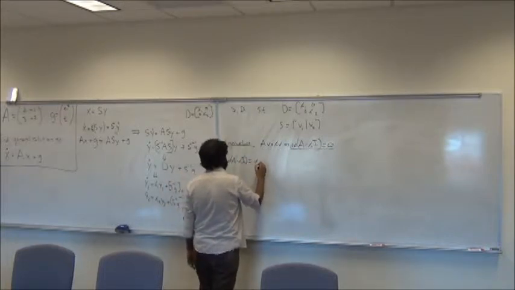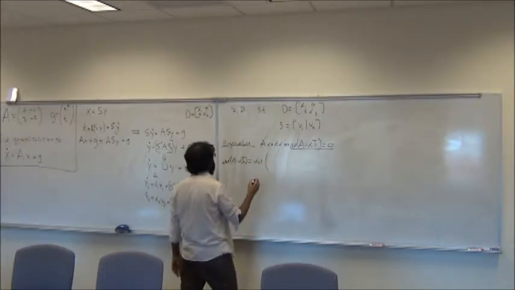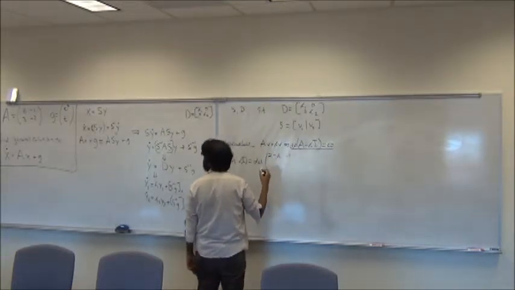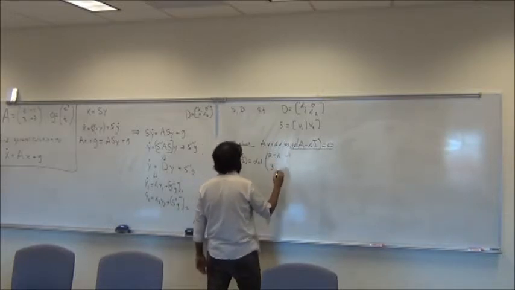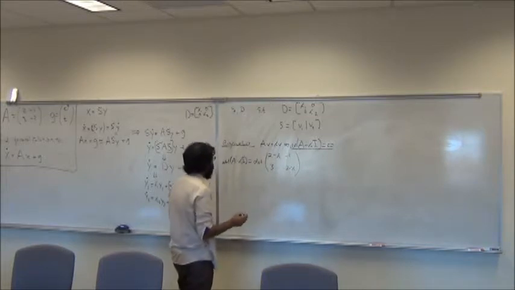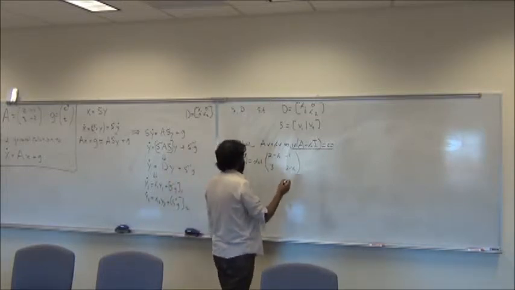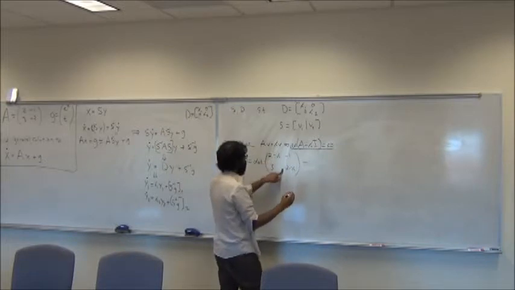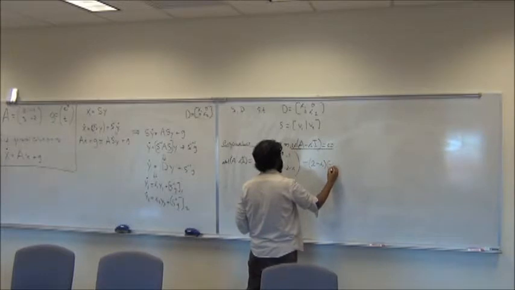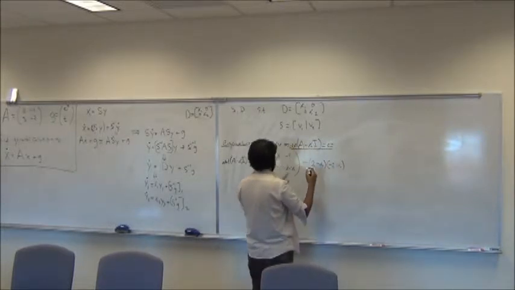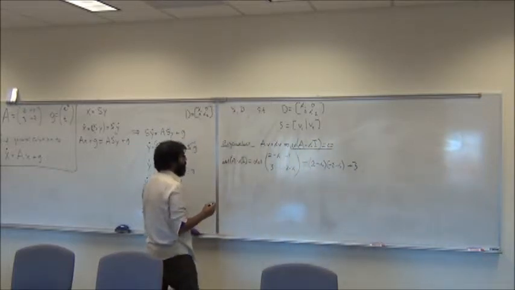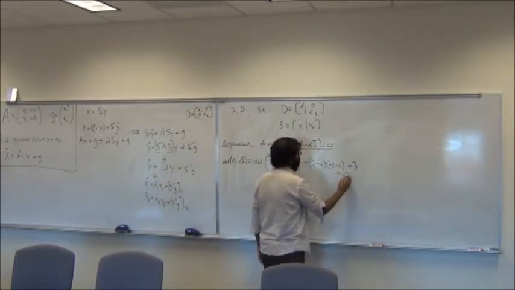Is equal to the determinant of 2 minus lambda, minus 1, 3, and minus 2 minus lambda. Okay, and so that is equal to this times this minus this times this. So that gives us 2 minus lambda times minus 2 minus lambda, and minus 3 times 1, so that just gives us plus 3. And we want that to equal 0.